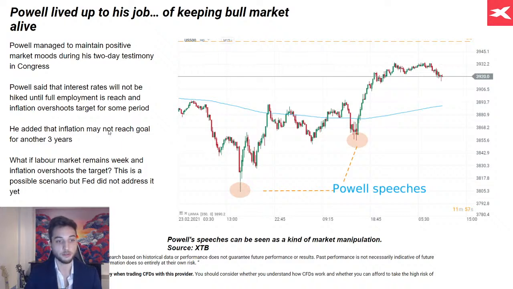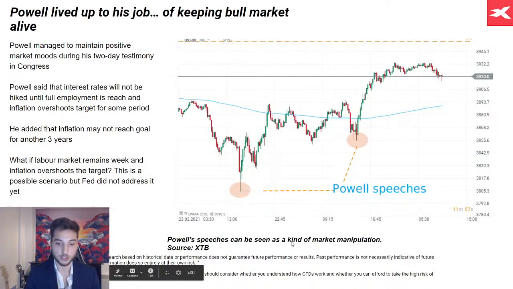He added, this is Powell, that inflation may not reach goal for another 3 years. So assuming their inflation goal is 2% or something like that, then it might not reach that goal for 2 years. But what if the labor market remains weak and inflation overshoots the target? This is a possible scenario, but the Fed did not address it. And this is what we've seen, that every time Powell is asked about inflation or interest rates or adjusting, he always says, we'll wait and see, we'll wait and see. So in a way that is optimistic for markets, but at the same time, the uncertainty is starting to grow and people are looking for safer ways to cover themselves.